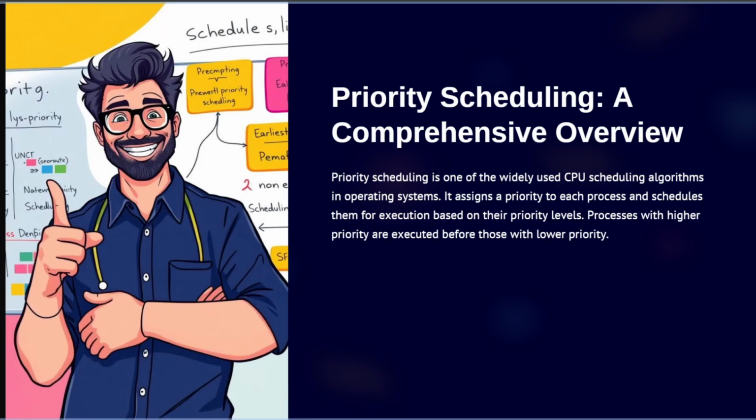Now I will briefly explain what priority scheduling is. Priority scheduling is a method used in operating systems to manage tasks or processes based on priority. Each process is assigned a priority level, and the CPU schedules them for execution accordingly. A process with higher priority is crucial, while lower priority processes wait for their turn.